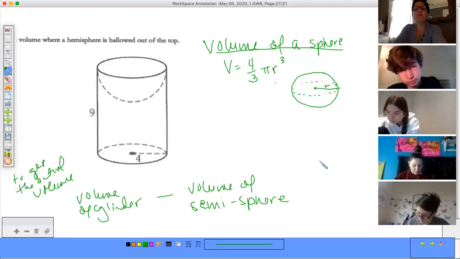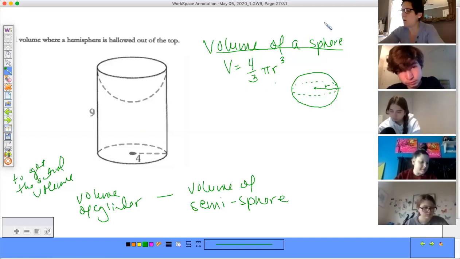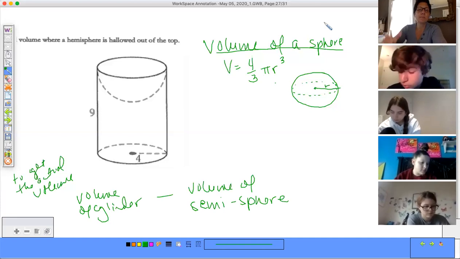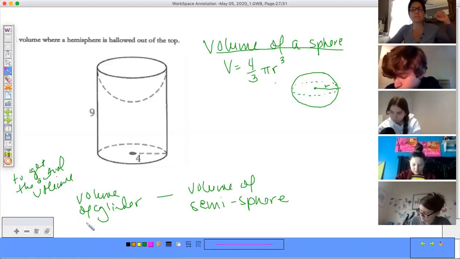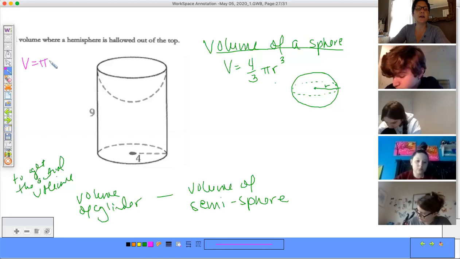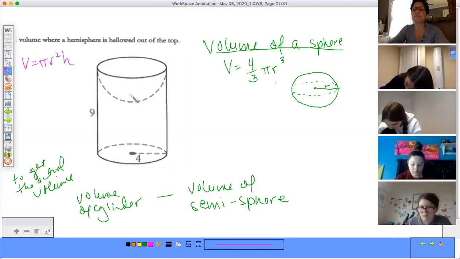Now, the beautiful thing is that this formula, you actually figure out and learn where it comes from when you take calculus. It's very pretty. So for those of you who have the volume of the cylinder, I'm ready when you are. Remember, volume is equal to pi r squared h.